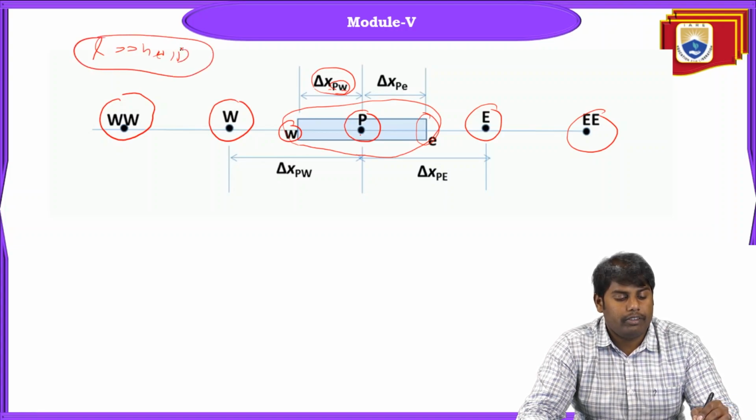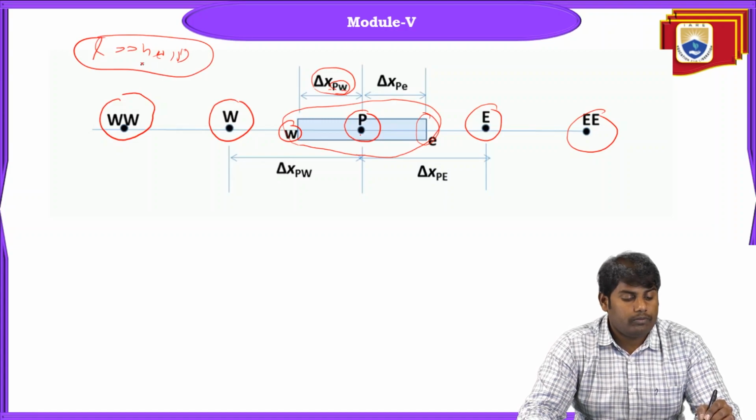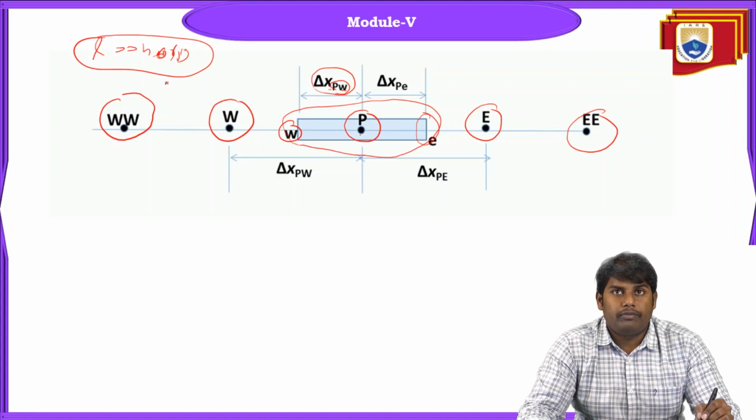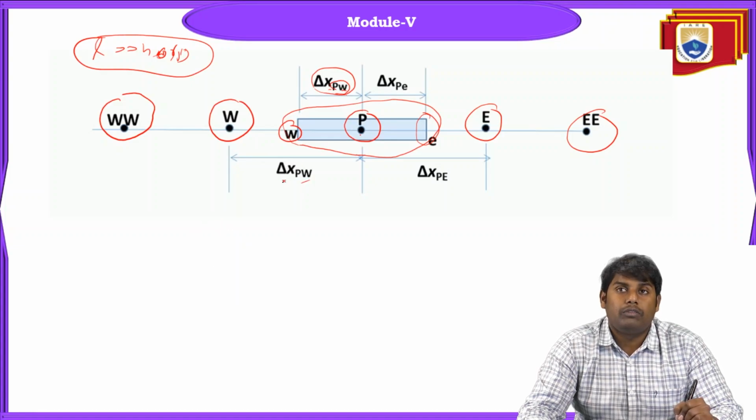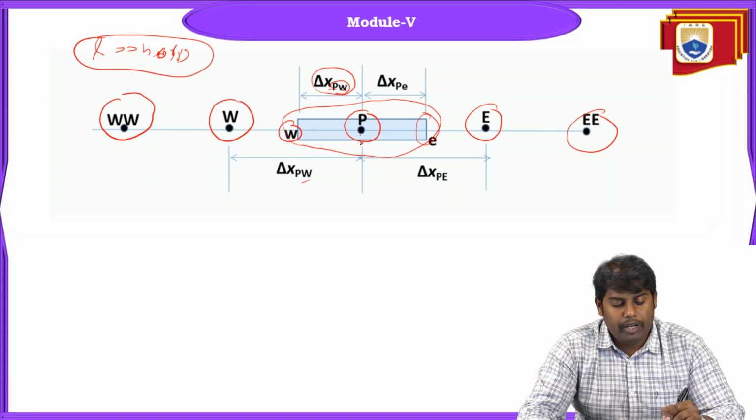You can say in this way. So fine, this is what we have. This is the condition. Next, we are seeing the distance between the point of interest P and the west node, which is delta x P capital W. Similarly, you have delta x capital P capital E.